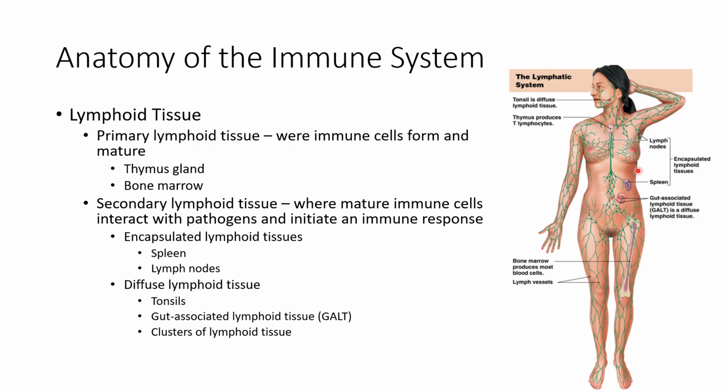The secondary lymphoid tissue is where we store mature immune cells and where they interact with pathogens and initiate that immune response. This occurs in our lymph nodes that we have throughout the body. It occurs in our spleen. We have it in what we call the diffuse lymphoid tissue, so things like our tonsils and our GALT, the gut-associated lymphoid tissue. And then there are clusters spread all throughout the body. This is, again, where the mature cells interact and wait for pathogens.